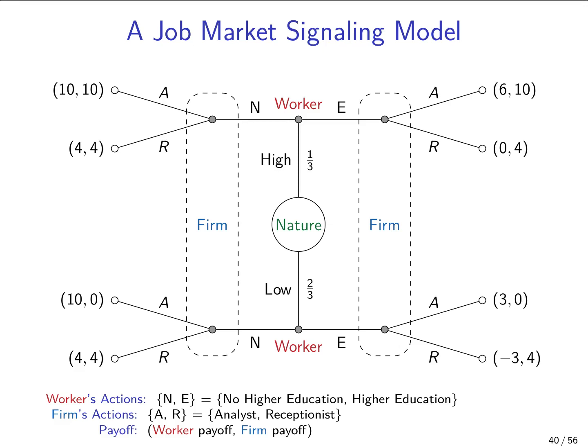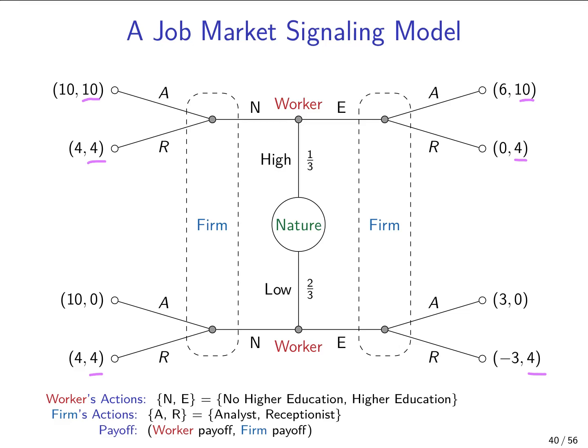And the payoff is such that, again, if it hires a high type to be an analyst, then the firm would get 10. If it hires a high type to be a receptionist, the firm would get 4. That's the profit from a receptionist, and since the high type can do either job, that's the profit for the firm. If the firm hires a low type worker to be a receptionist, the firm will get 4.